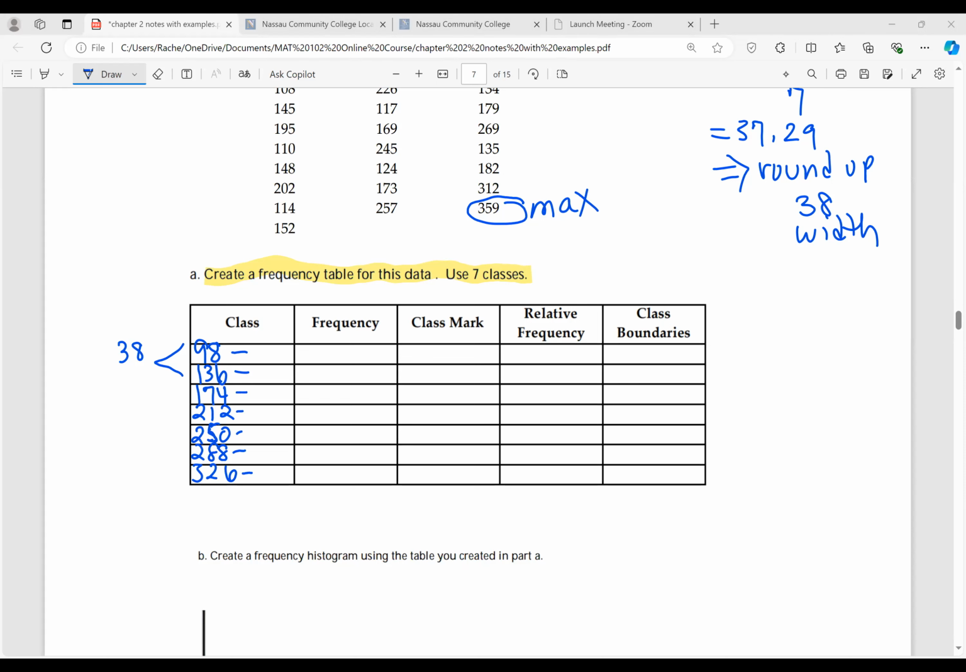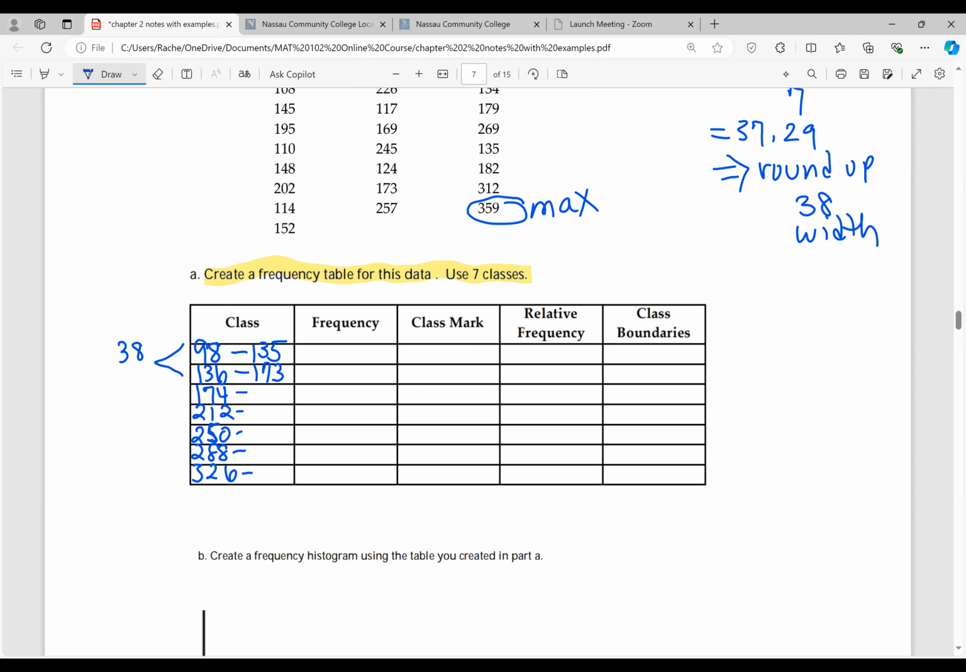Now let's figure out what our upper class limit should be. So the first class starts at 98. The second class starts at 136. So the rule of thumb is to stop each previous class, in other words, the upper class limit should be 1 less than the next lower class limit. So for example, 98 is going to go to 135 because that's 1 less than 136. The next class starts at 136. Now the next class starts at 174, so we're going to stop 1 less than 174, which is going to be 173, and so on and so forth.